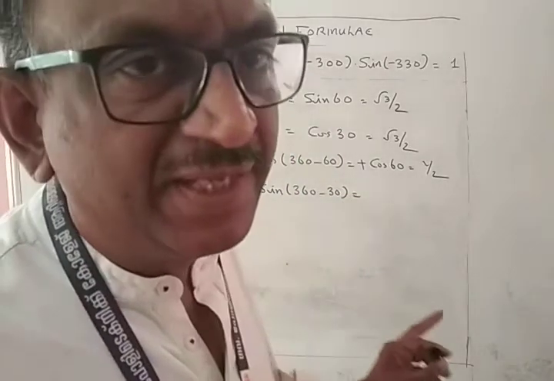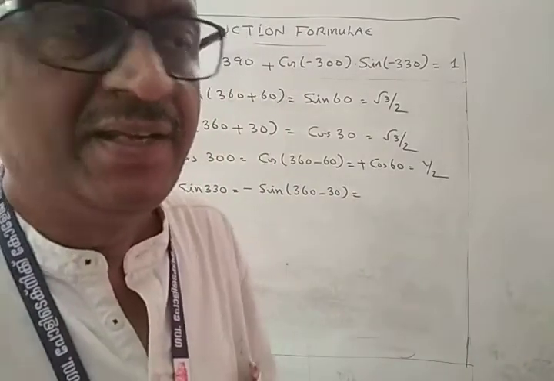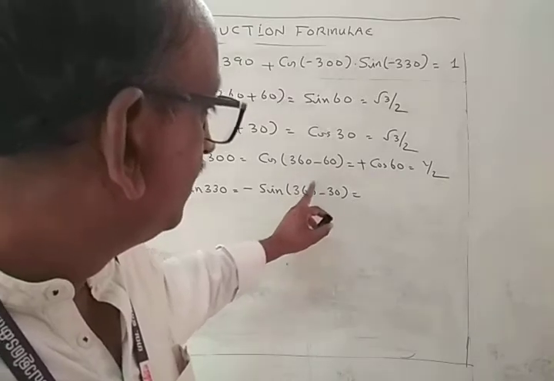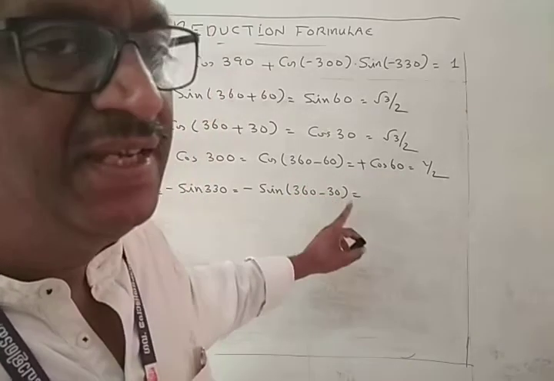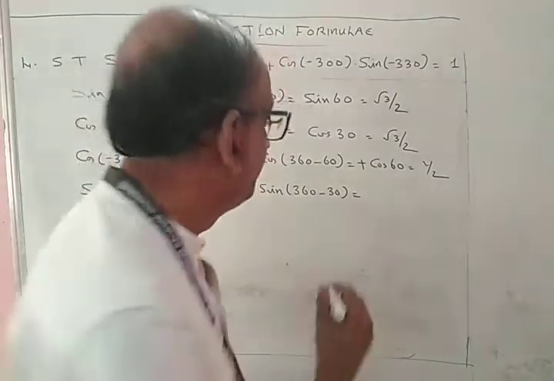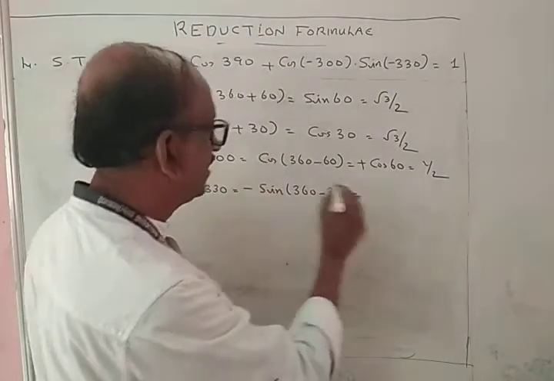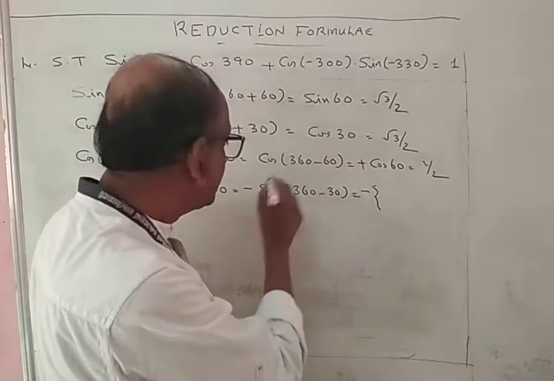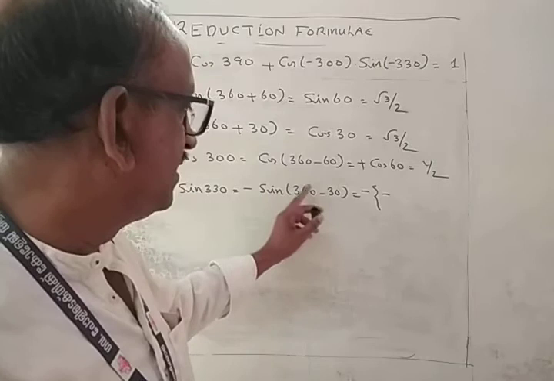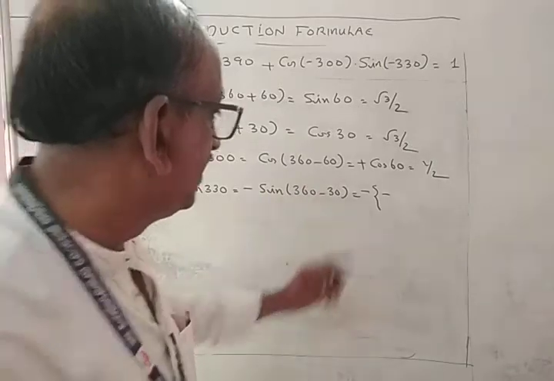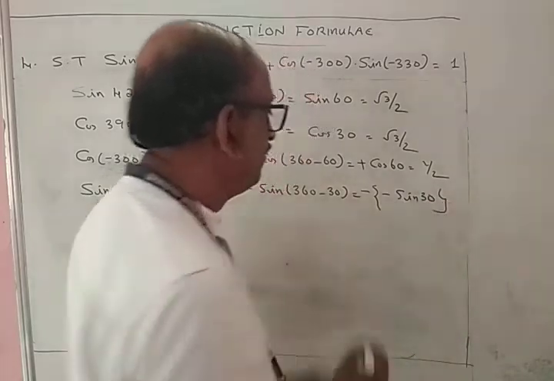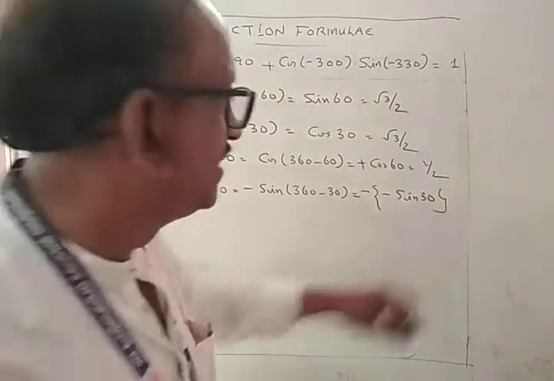Sin minus 330 is the same as minus sin 330, and 330 can be expressed as 360 minus 30. This 360 minus 30 is in the fourth quadrant. In the fourth quadrant, sine is negative. Already there is a negative here, so minus, then sin 360 minus 30, minus. Since the angle is 360, the value is sin 30. Minus minus plus, sin 30 is equal to 1 by 2.